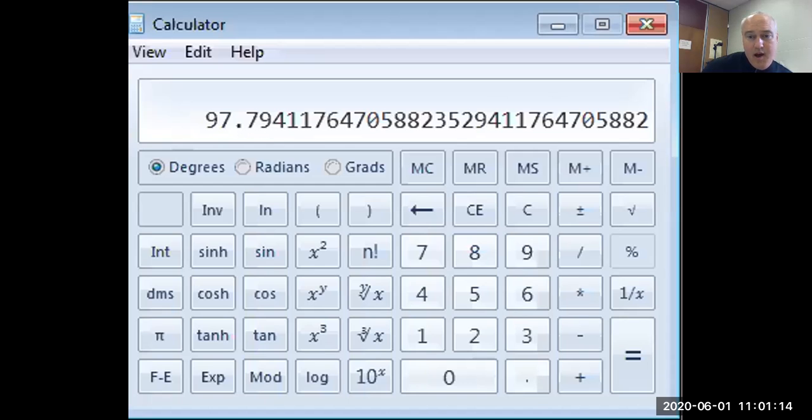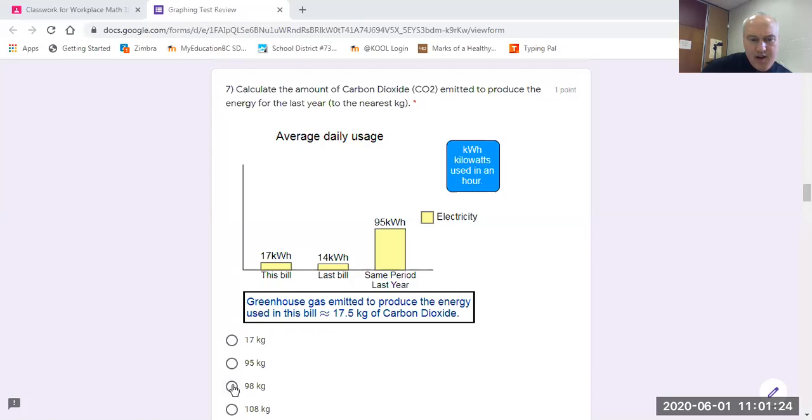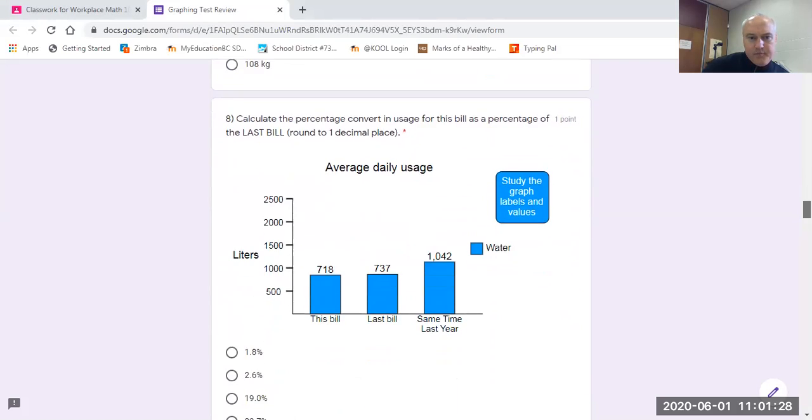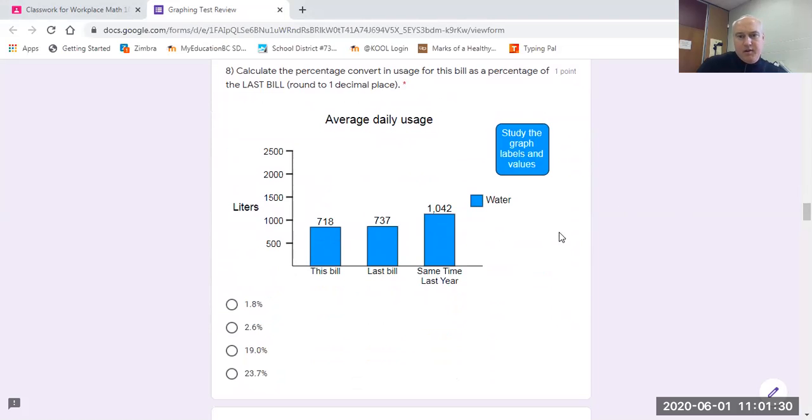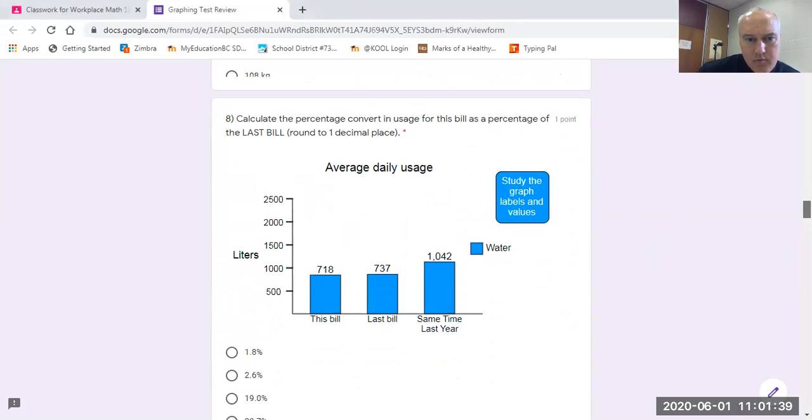And so that's why when we come back in here, we would be choosing the 98 kilograms as our answer. So hopefully that makes sense to you. So let's take a look at another example here, another question. So in this case here, just going to move this down a little bit.